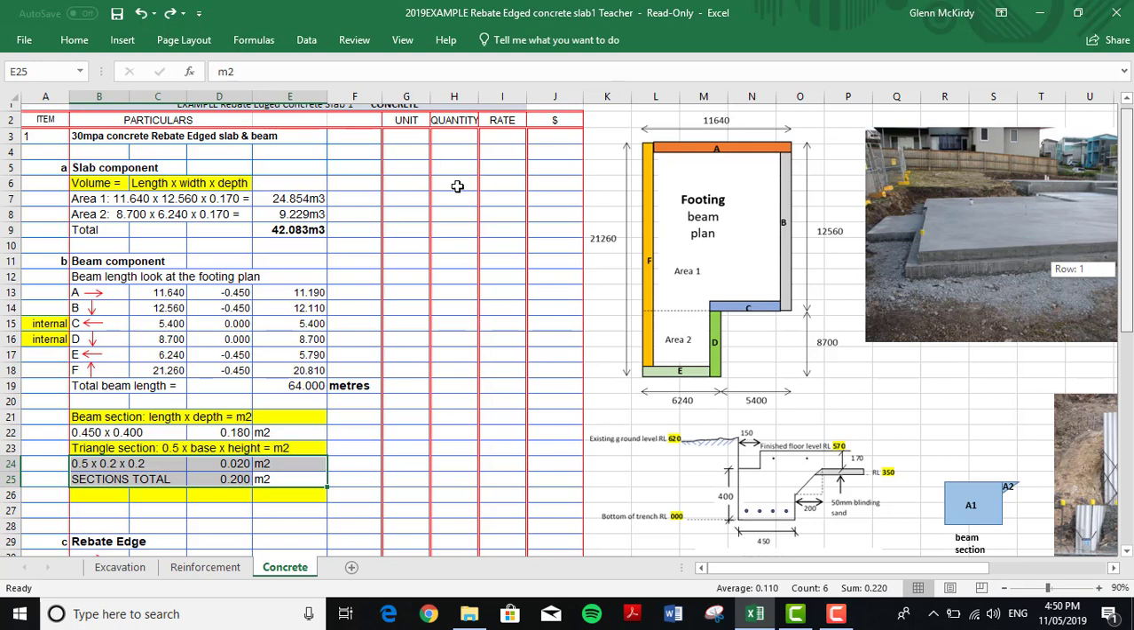And we just transfer that over into the costing area, and that's it. Okay, so there we have it.